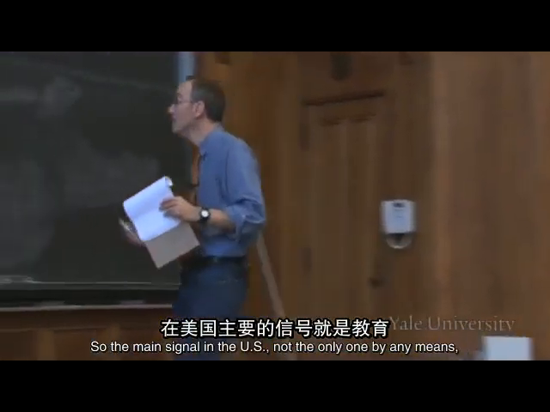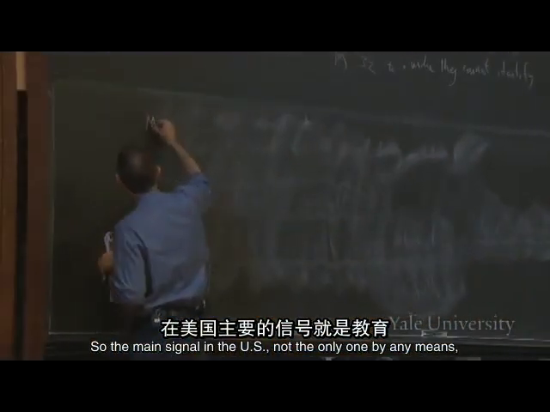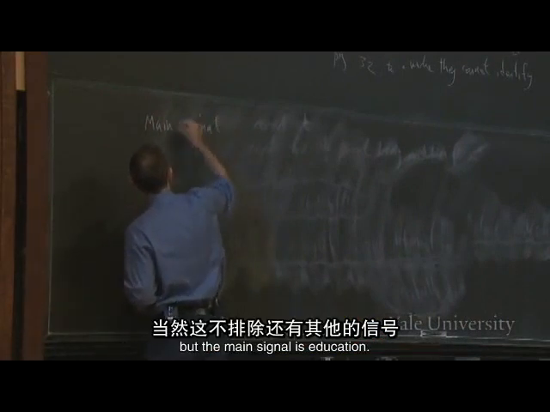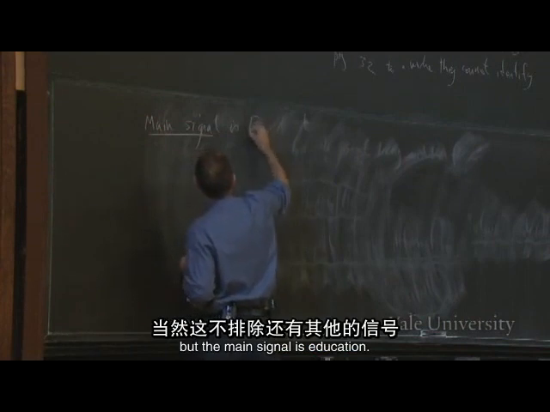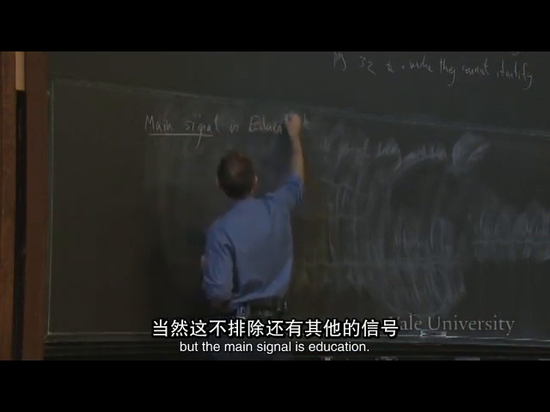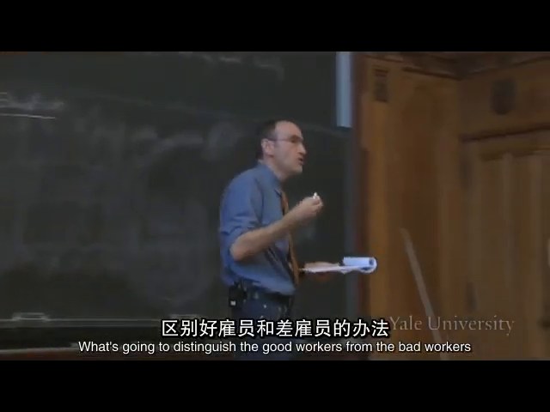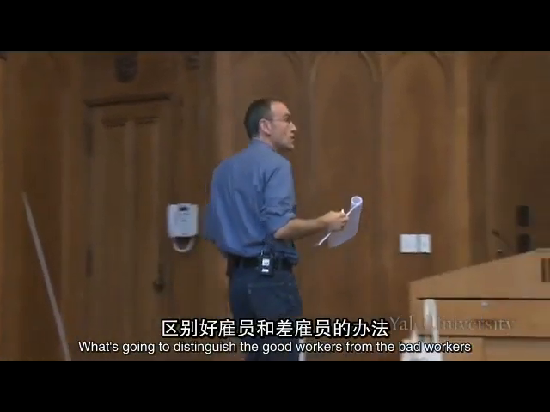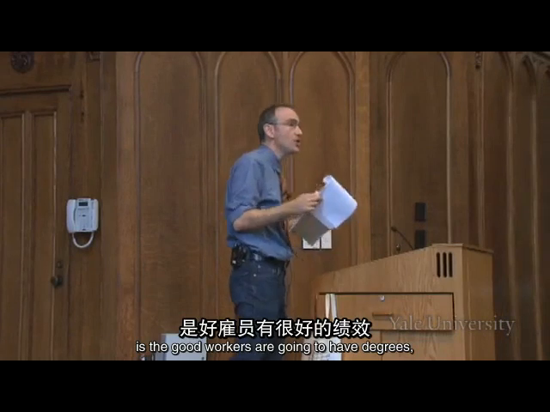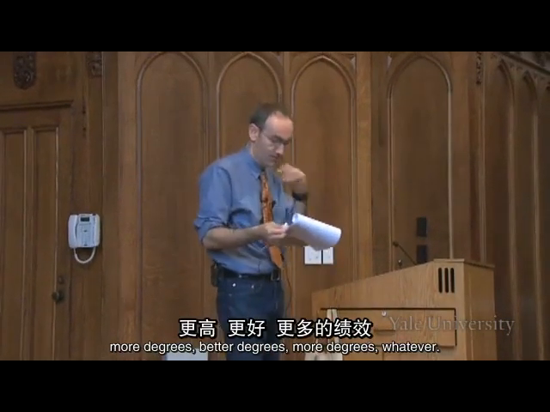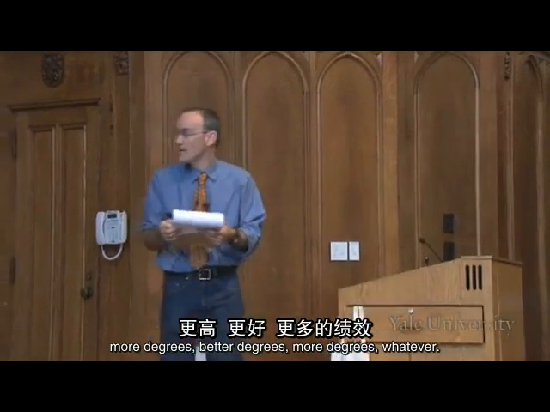So the main signal in the US, not the only one by any means, but the main signal is education. What's going to distinguish the good workers from the bad workers is the good workers are going to have degrees, more degrees, better degrees, whatever.